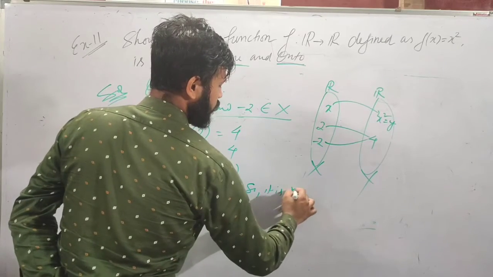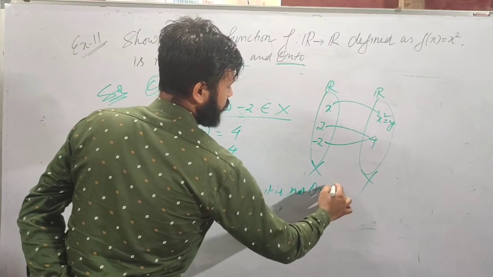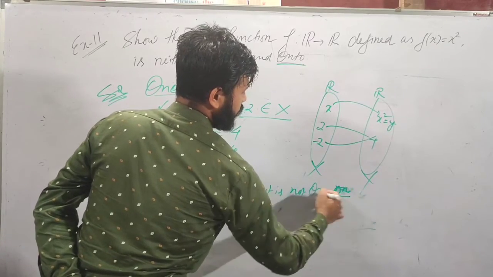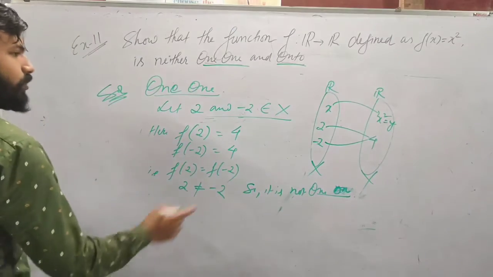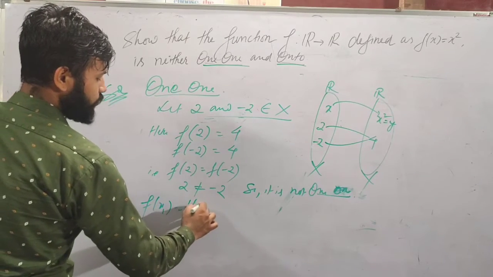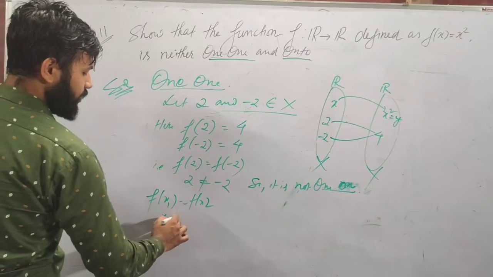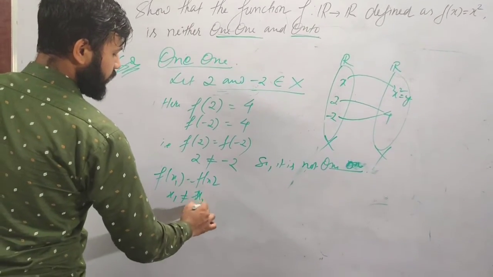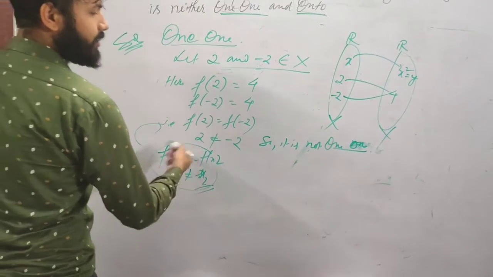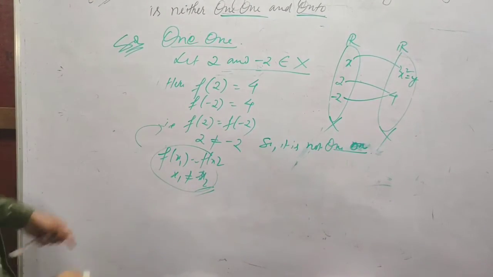It is not 1-1 function. Okay, because we already know what 1-1 is: if f(x1) is equal to f(x2), but x1 is not equal to x2, it is not 1-1. The same thing is happening in this case also. You can relate this one. So we have already proved it is not 1-1.